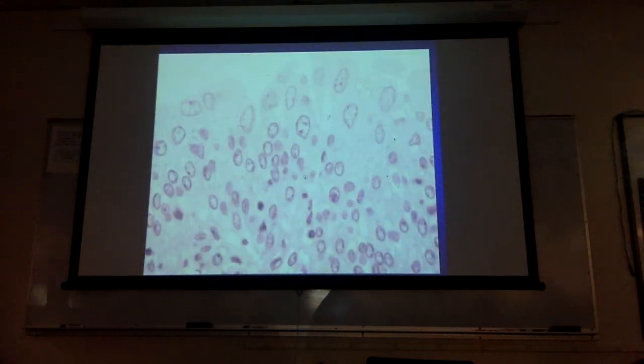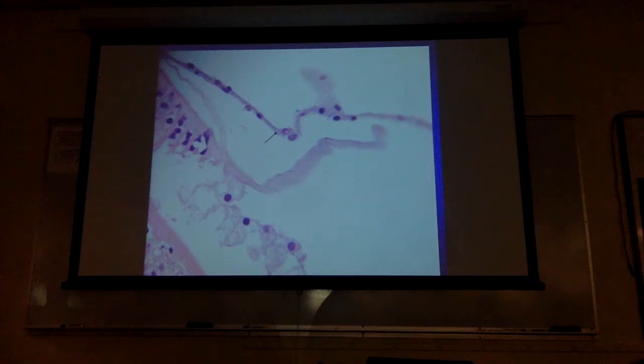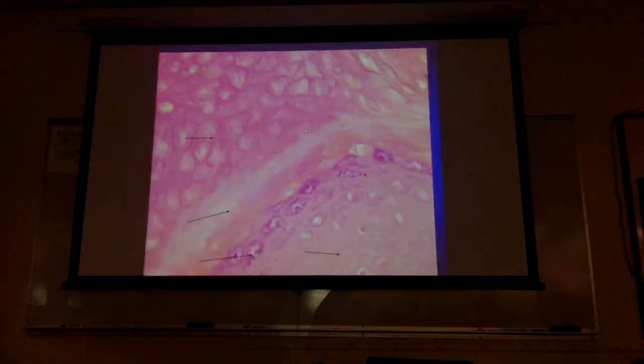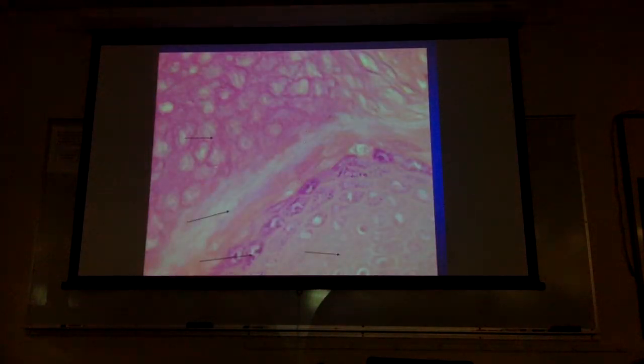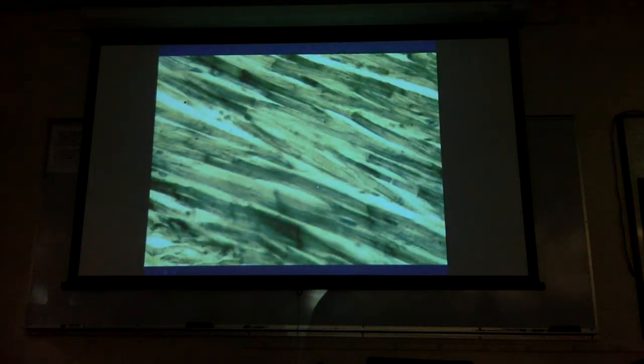What's this from the urinary bladder? Transitional. This is simple squamous. And what's this layer right here? Stratum basale. Spinosum. What's this layer? Granulosum. What's this layer? Lucidum. What's this layer? Corneum.